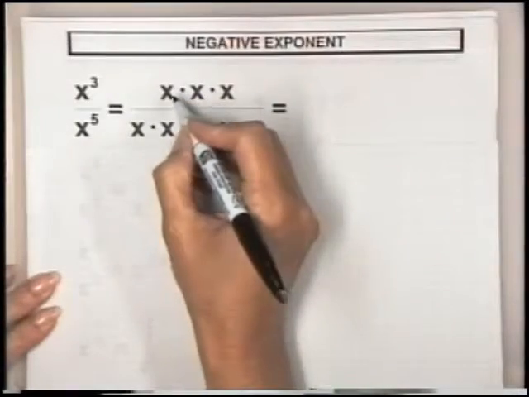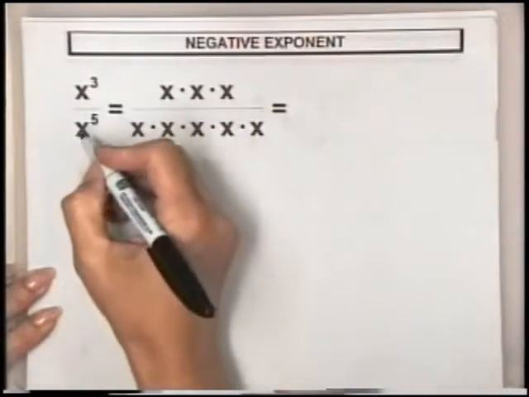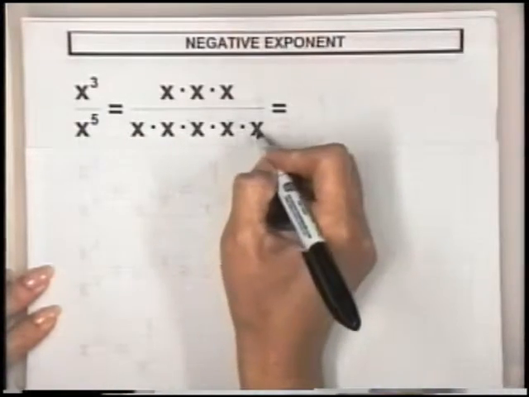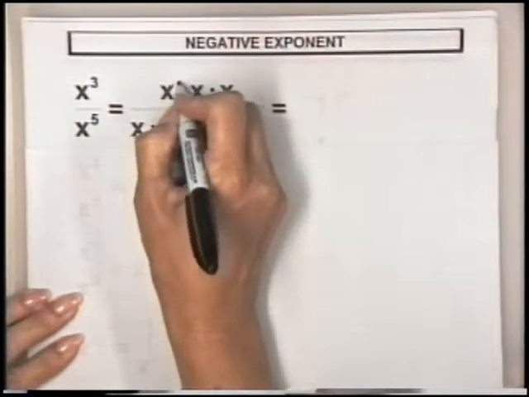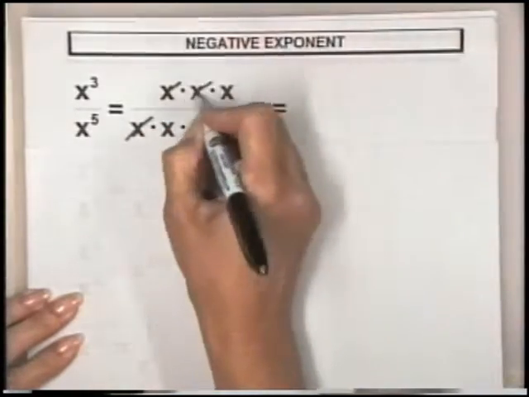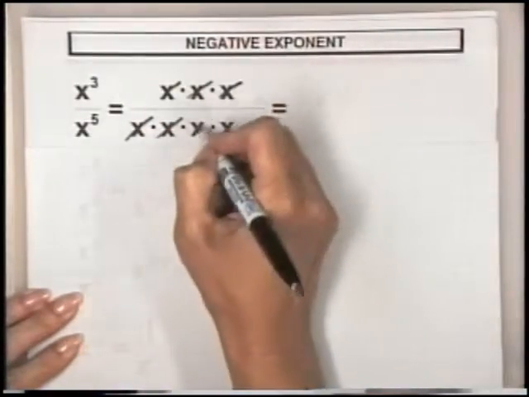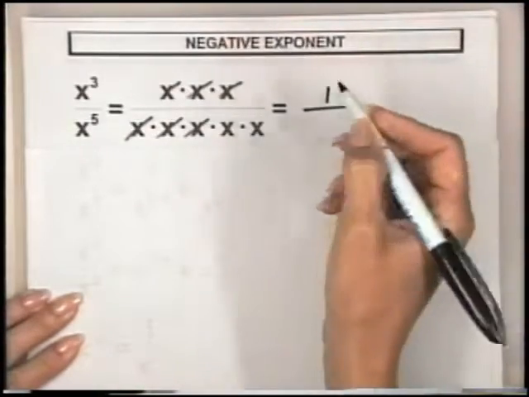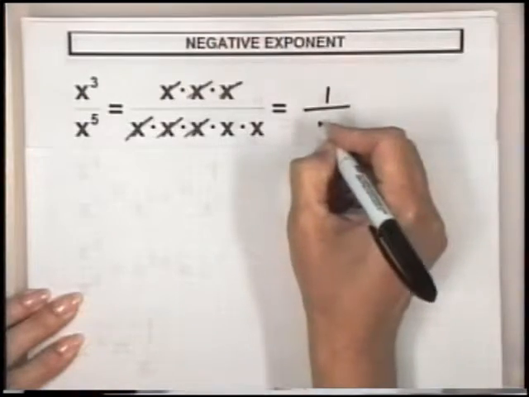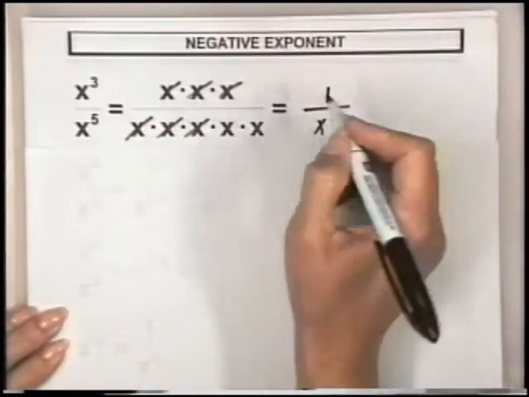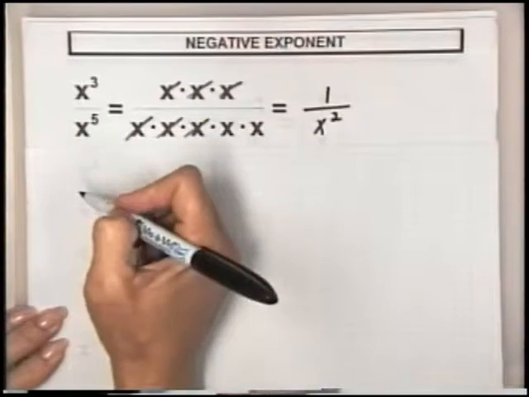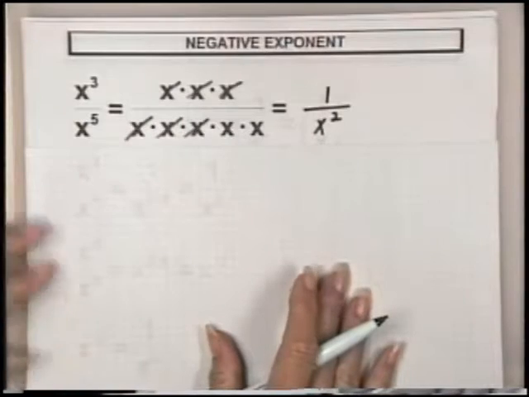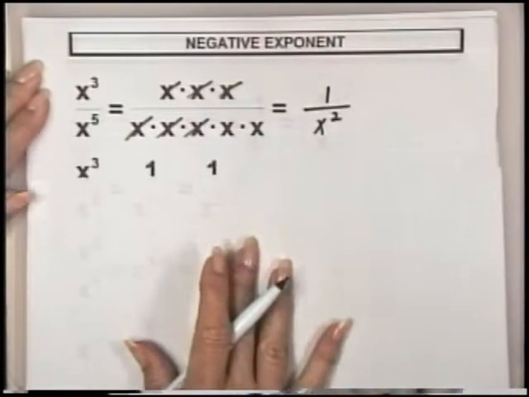We know that x cubed is equal to x times x times x, and x to the 5th is equal to x times x times x times x times x. We can say that x goes into x one time, x goes into x one time, x goes into x one time. That leaves us with 1 in the numerator, and in the denominator we're left with x times x, or x squared. So we know that x cubed divided by x to the 5th is equal to 1 over x squared.